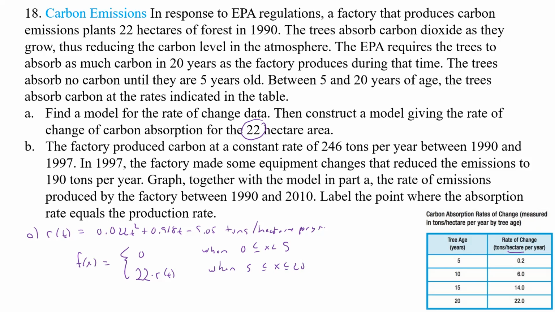Now, part B, what we have to do is plot basically, well, 0 is just going to be a flat line. And then for 22 times R of t, we're going to have a curve that's like that, but it's 22 times larger. And then we also have to plot from 1990 to 1997, it was 246 tons. So we'll have a horizontal line at 246. And then from 1997 to basically 2010, it's going to be 190 tons. So there's going to be a horizontal line at that point. So let's go see what we can put in our calculator.